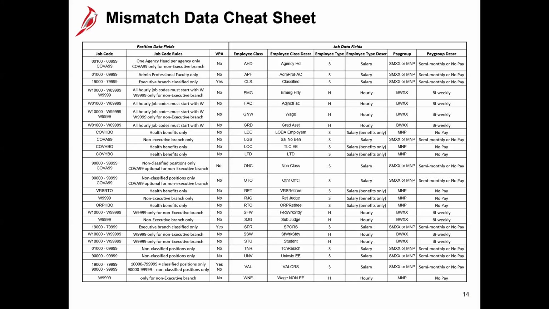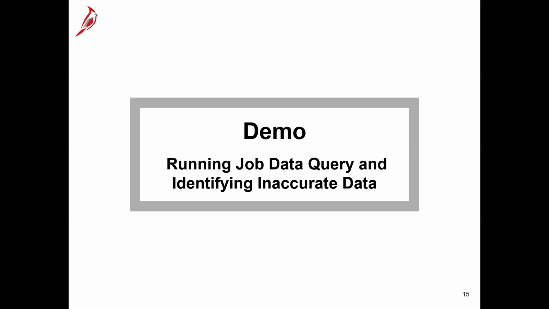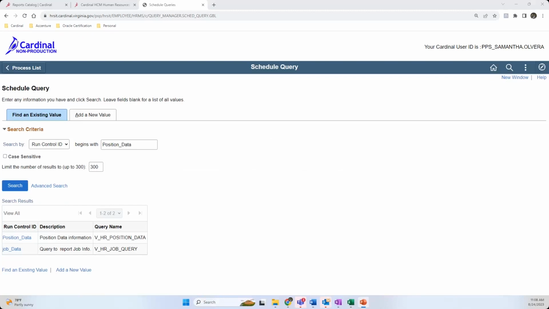So our next slide is when we're going to start our demo. And that is running the job data query and identifying inaccurate data. So we are going to go in the system and show you how to run this query. And then I'm not going to take the report that I generated, I'm actually going to use a stage report that we have scrubbed and made sure that it was ready for this particular forum.